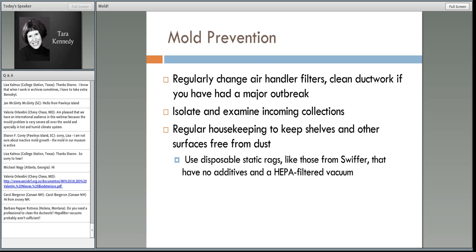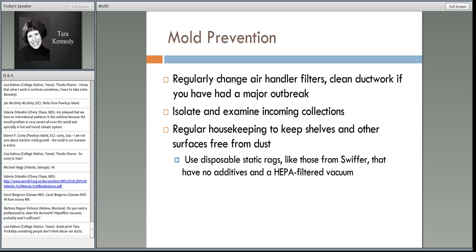And regular housekeeping, something as simple as keeping your shelves and surfaces free of dust, actually is one of the best things you can do to prevent a mold outbreak. If you have a clean environment, those dormant mold spores will be removed and they won't have that opportunity to activate and germinate. So that's super important.